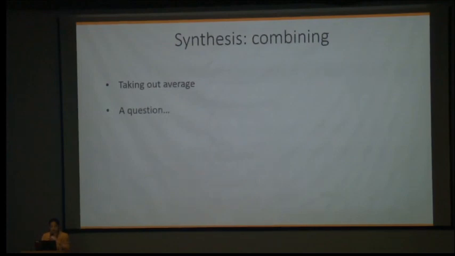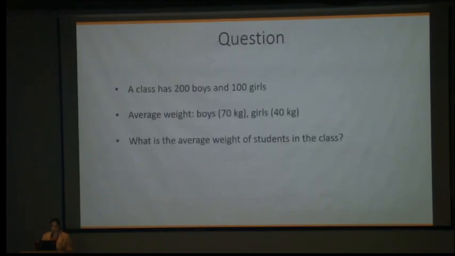Now, the final synthesis, which will actually cover both of the questions that were asked, the actual combining, you could say the most glamorous part of the systematic review, is the synthesis or the meta-analysis. And let me ask you a question. If a class has 200 boys and 100 girls, and the average weight of the boys is 70 kgs and the average weight of the girls is 40 kgs, what is the average weight of students in the class?